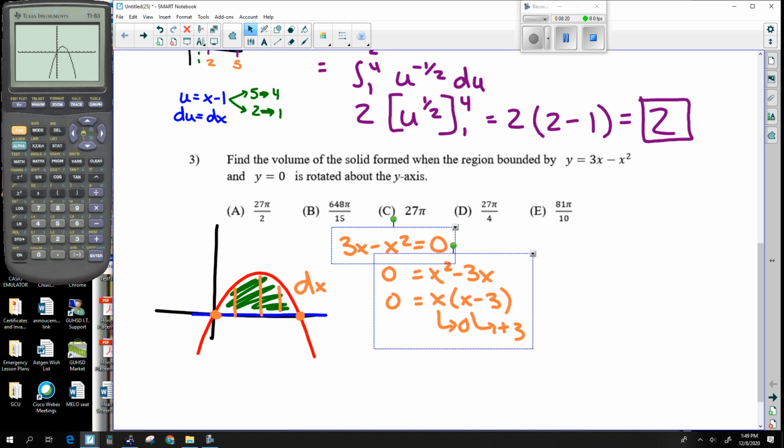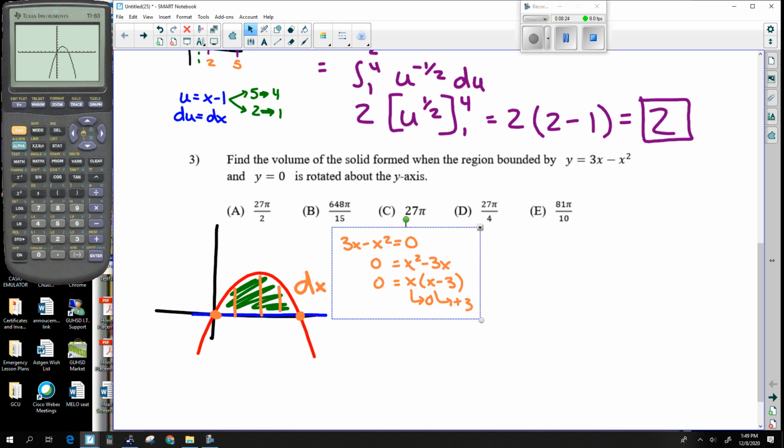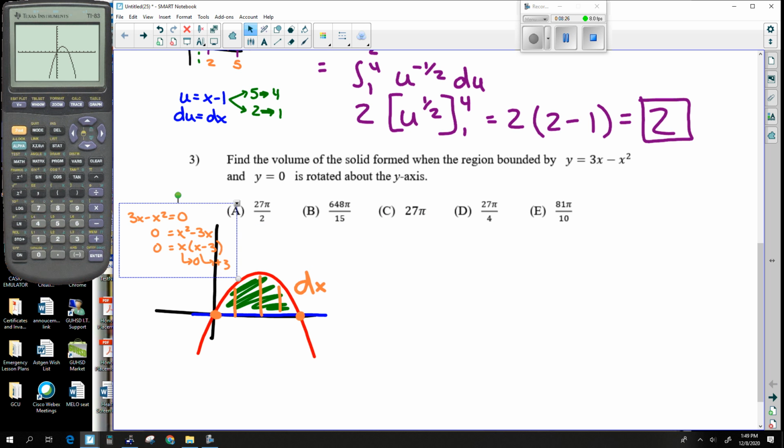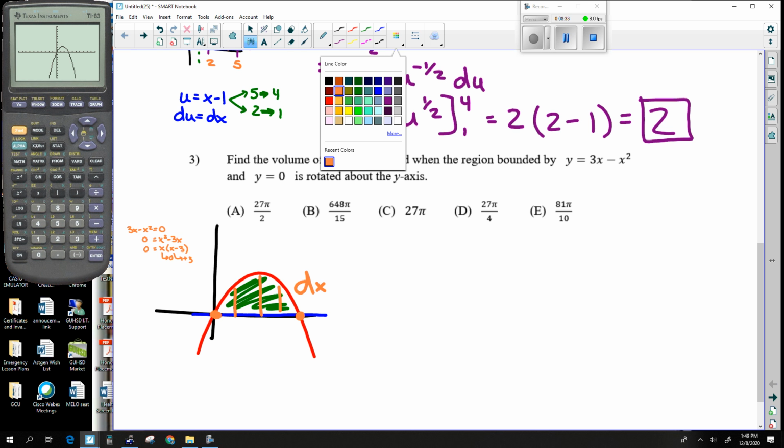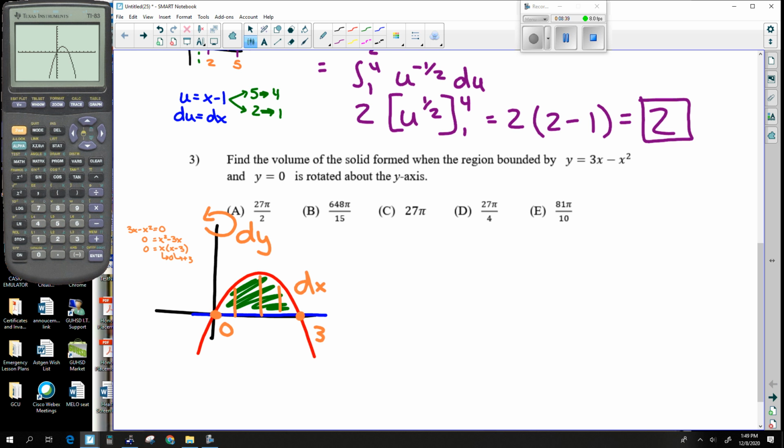Not a major part of the problem, but it's definitely necessary. All right, so let's squish that down a little bit more. All right, so this is at 0 and 3. Okay, we are rotating about the y-axis. So this is a dy method. So these things do not match up.